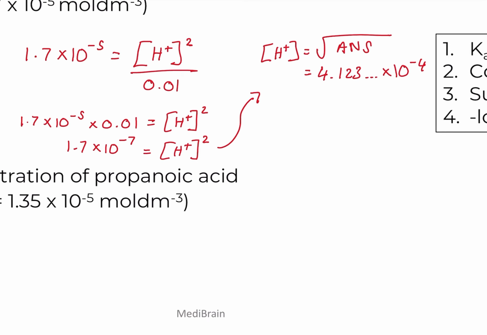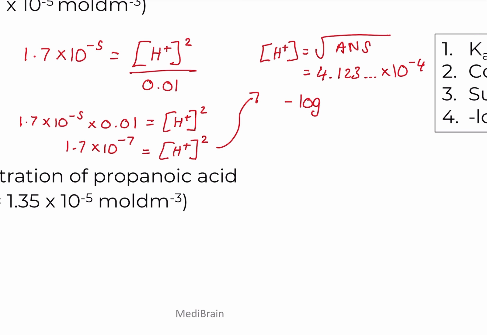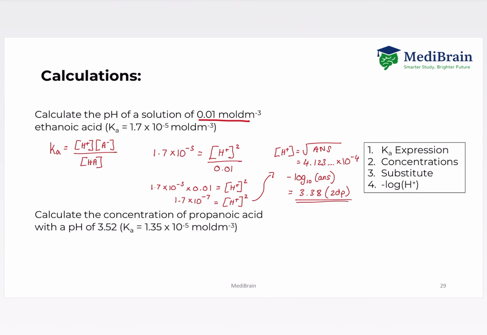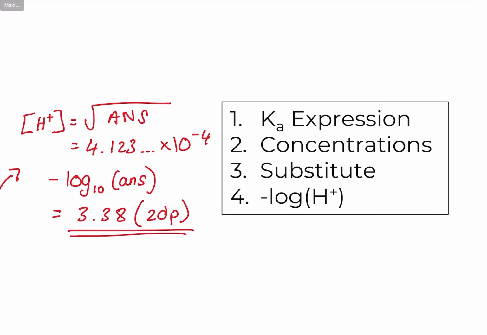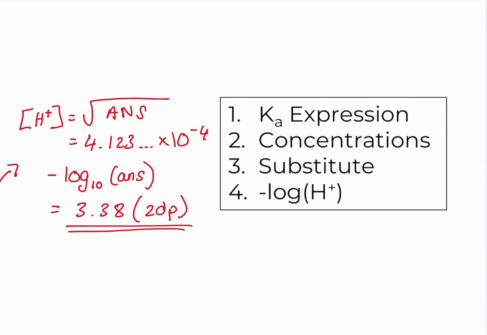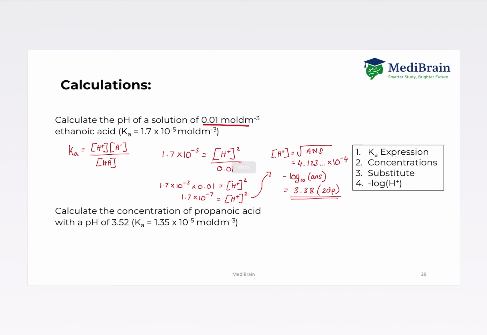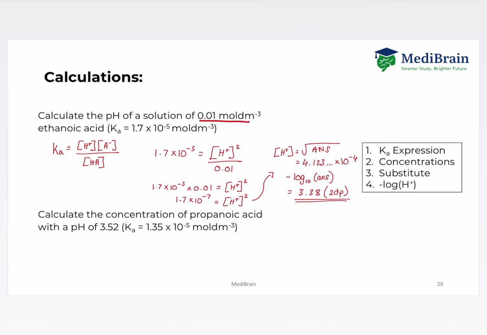And it says calculate the pH, so we know we just need to negative log base 10 of our answer. Okay, and if we negative log base 10 of our answer, we would get an answer of 3.38 to 2 decimal places. Remember, pH must always be quoted to 2 decimal places. Okay, and if you wanted steps over here, work out the Ka expression, look at the concentrations, substitute in your concentrations, and then negative log your hydrogen ion concentration that you have worked out. Okay, we have another question over here.